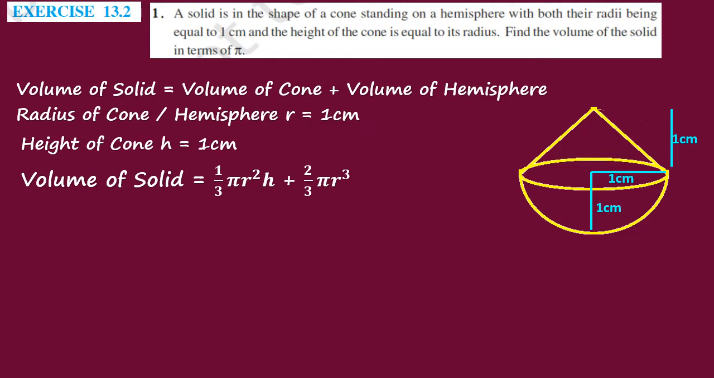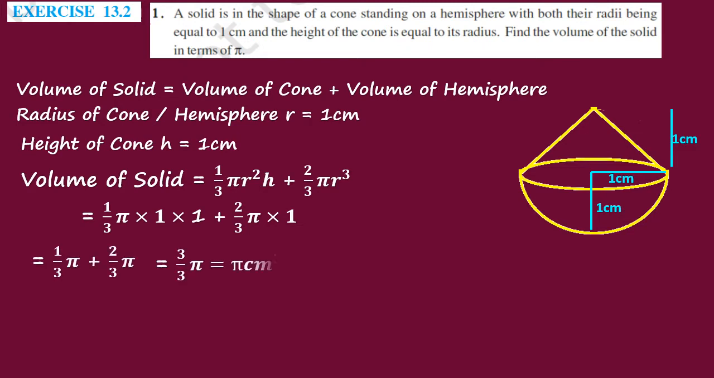We have to just substitute the values of the radius and H. So 1 by 3 pi into 1 plus 2 by 3 pi into 1. So we will get 1 by 3 pi plus 2 by 3 pi, which add up to 3 by 3 pi, that is equal to pi centimeter cube.